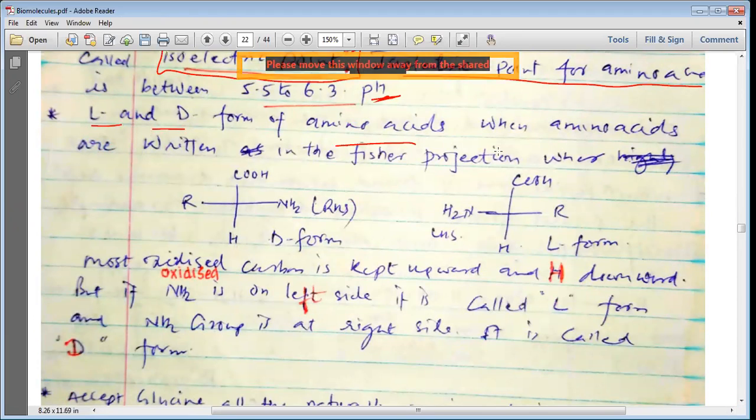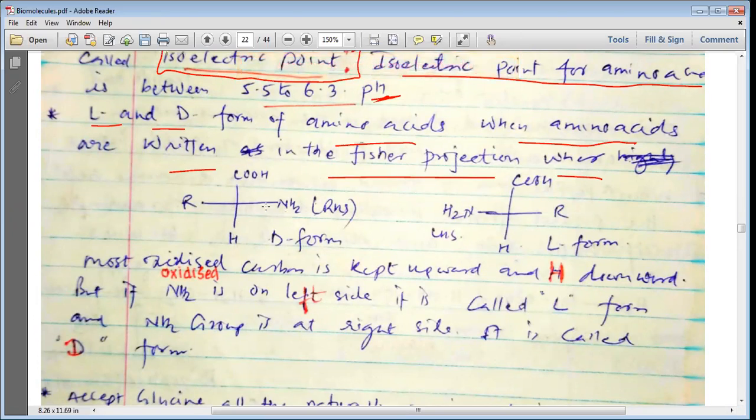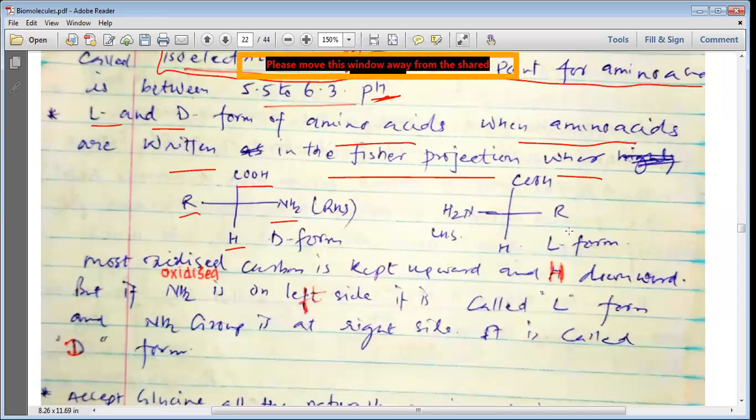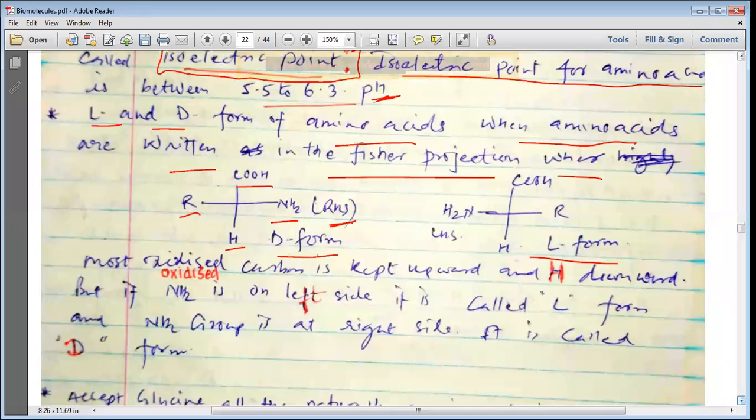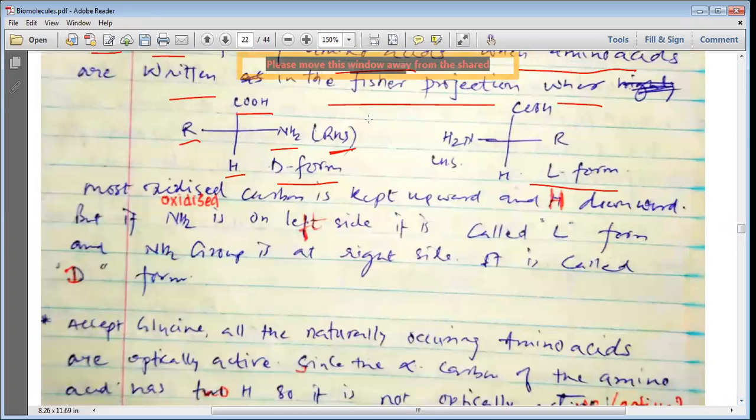L and D form of the amino acids. When amino acids are written in the Fisher projection, you have COOH and H on the vertical positions, whereas R and NH2 we put on the horizontal position. So if the NH2 group is present on the right hand side, we consider it the capital D form of the amino acid, and if the NH2 group is on the left hand side, we consider it as the L form of the amino acid. This is how the capital D and capital L forms of the amino acid are determined using the Fisher projections. Please learn it well, my dear students, that on the basis of the position of the amino group, we determine the capital L and capital D isomers of amino acids.